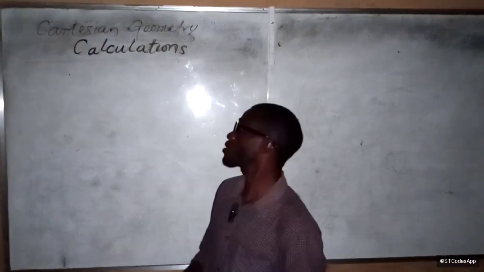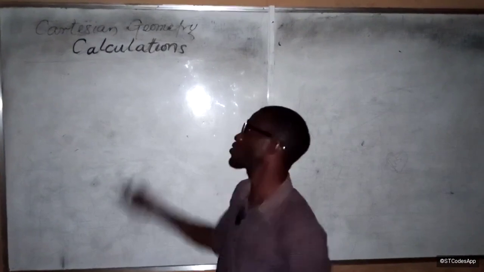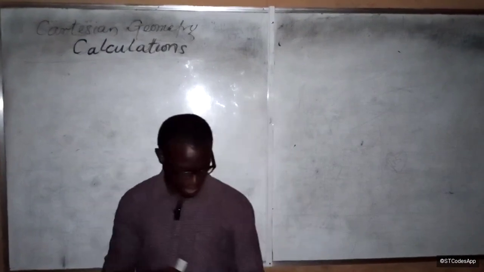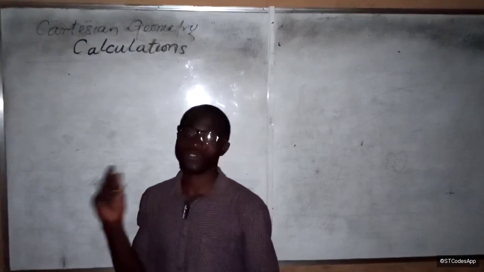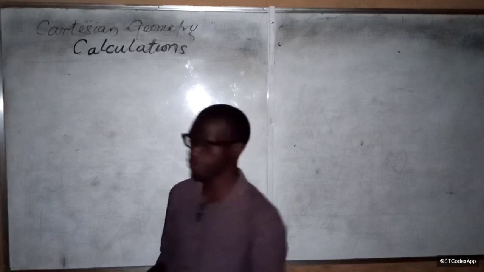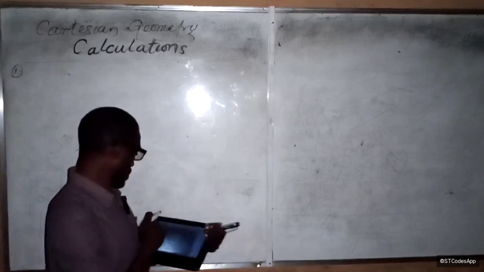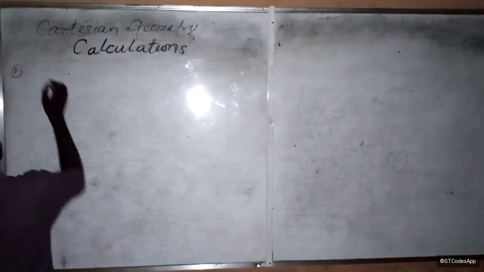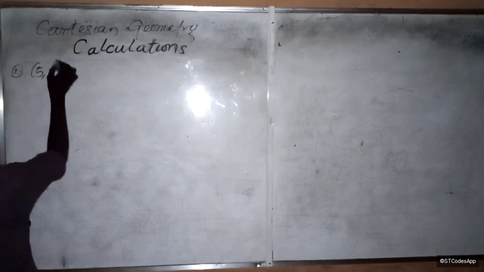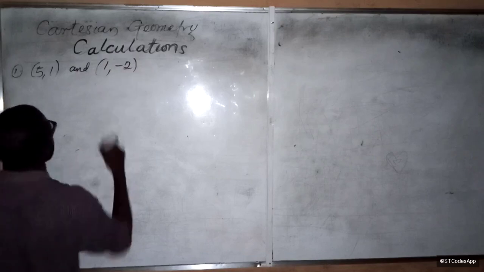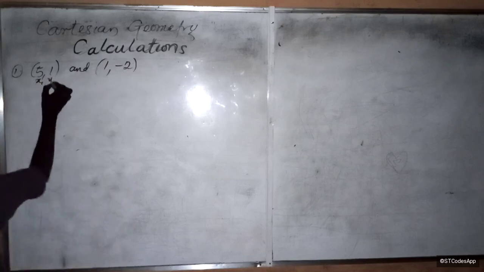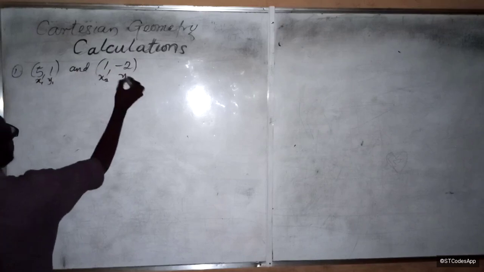In this video, we are going to be solving questions on Cartesian geometry and all the subtopics that we discussed under Cartesian geometry. So let's proceed to the first question. The first question says, find the distance between the points with the coordinates 5 and 1, and 1 comma minus 2. Remember that this will be our x1, this will be our y1, this will be our x2, this will be our y2.